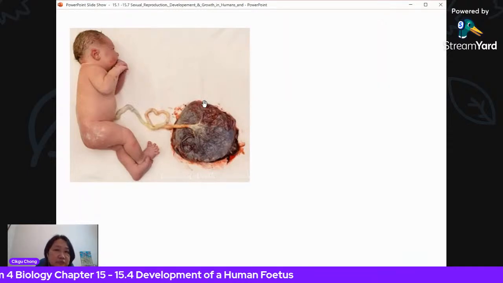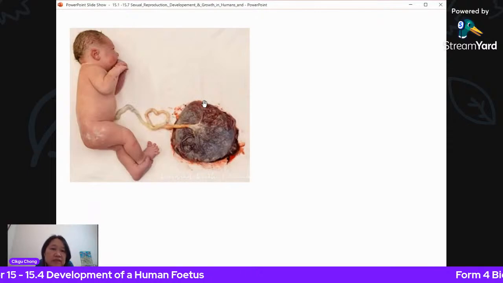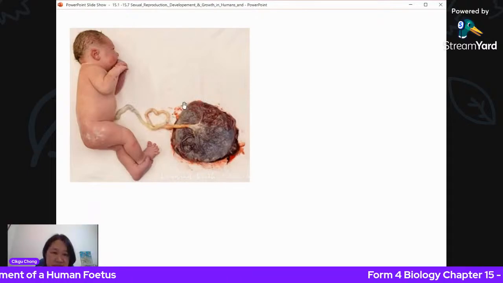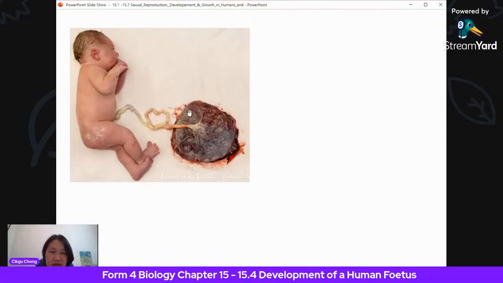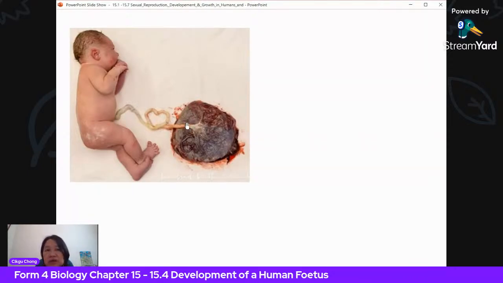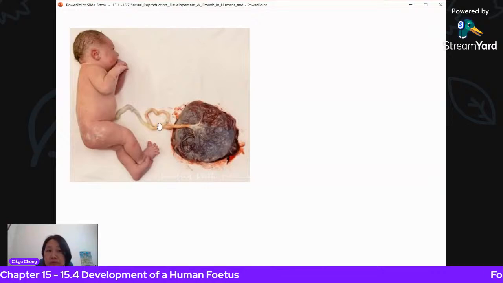This is the last stage of childbirth, when the placenta is delivered, and you can see this entire organ here. It can weigh up to almost 1 kilo. And this is the umbilical cord. All right, now let's go to the next slide.